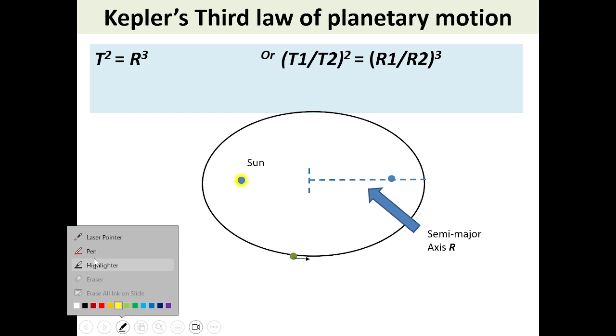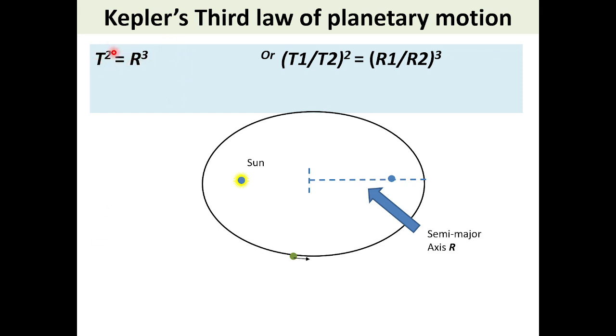If we remember, this formula is Kepler's third law. Or this. So this is the square of the time period, or square of the orbital period, equal to the cube of the semi-major axis. Both are equal. The square of the period is equal to the cube of the semi-major axis. This is for a planet.